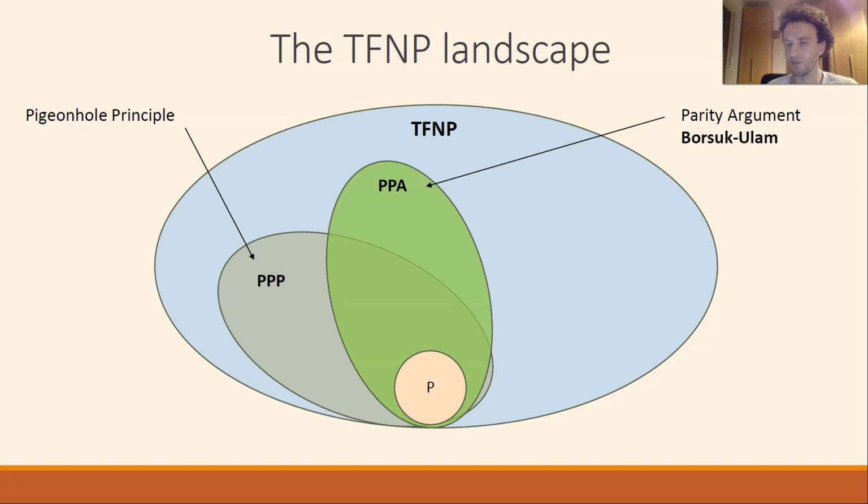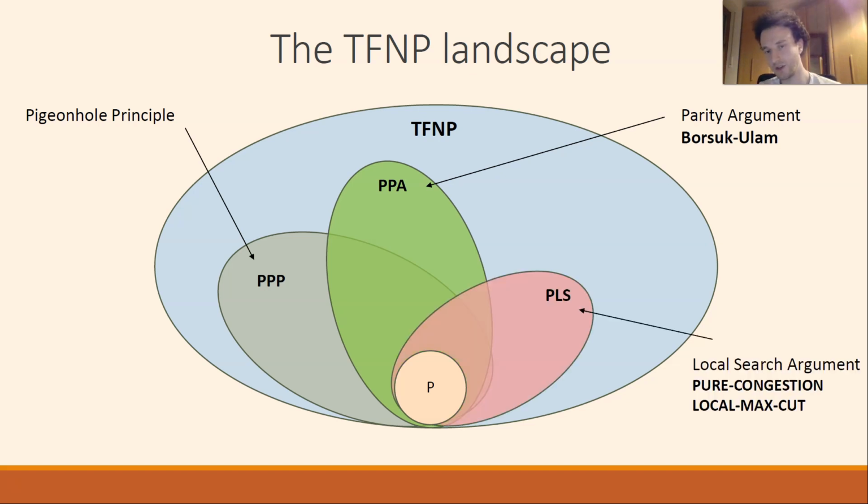Next, we have the class PPA, which contains all problems where totality follows from the parity argument. An example of a parity argument is the handshaking lemma, for example. So if you can prove that your problem always has a solution by using some kind of parity argument, then it's likely that your problem will lie in PPA. PPA also has a nice characterization using a famous topological theorem, which is called the Borsuk-Ulam theorem. So you can also think of PPA as containing all TFNP problems where totality follows from the Borsuk-Ulam theorem.